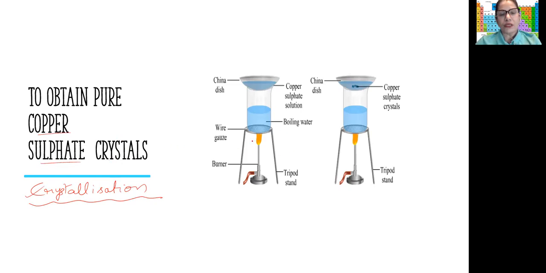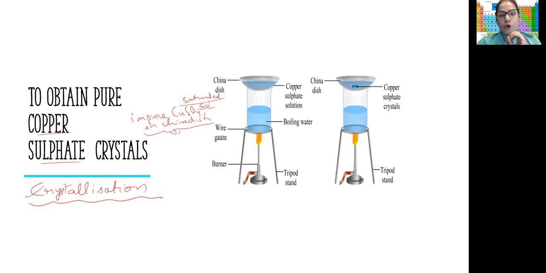So for this, what is done is we take a beaker and water, and again we take the impure copper sulfate, okay, on a china dish, right? And this copper sulfate is in the solution form, and this is a saturated solution.